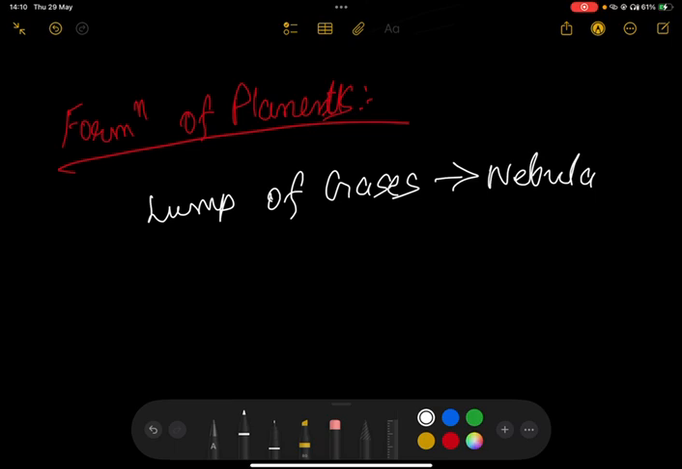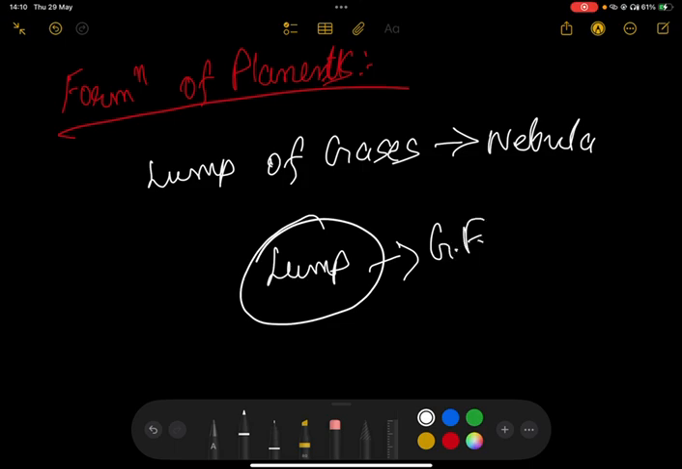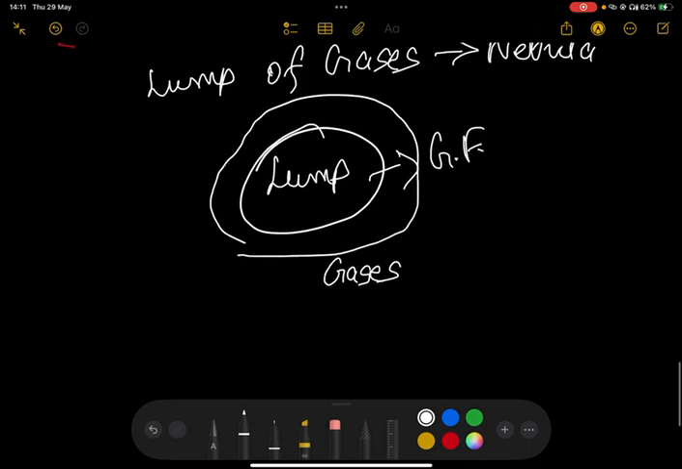The gravitational force within the lumps leads to the formation of a core to the gas cloud, and a huge rotating disk of gas and dust develops around the gas core. So what happens? The gravitational force within the lump. Lump means coming together. Within these lumps there is a gravitational force, which leads to the formation of a core to the gas cloud and a huge rotating disk of gases and dust that develops around the gas core, right?